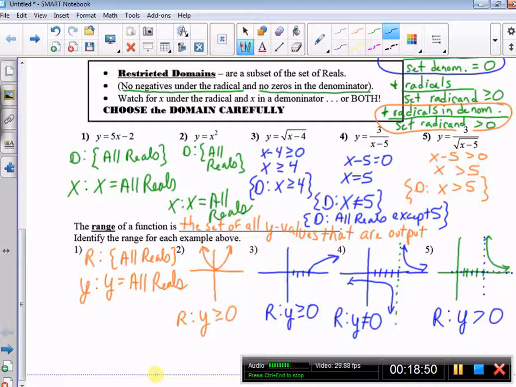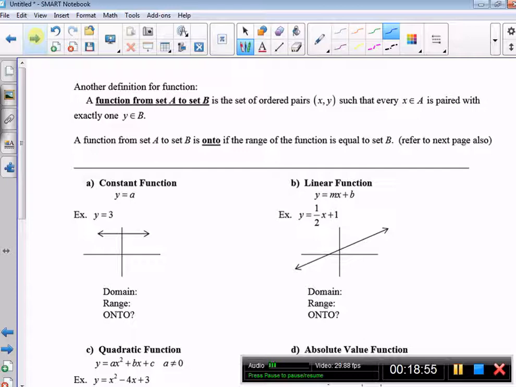Okay, let's go to the next page. All right. Another definition for function. A function from set A to set B is a set of ordered pairs such that every x in A, that would mean in set A, is paired with exactly one y in B. Okay, so that's like a more formal definition. So for every x, there's only one y, no repeating x coordinates.